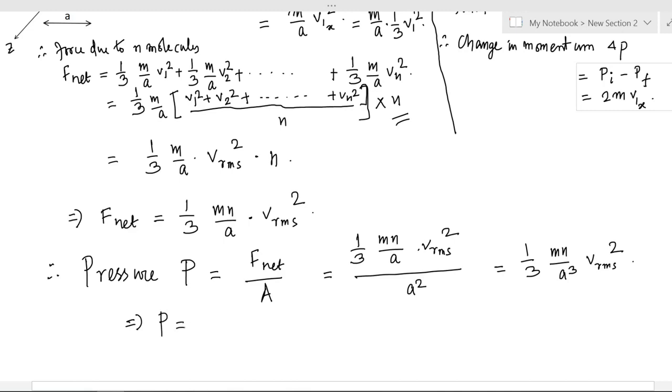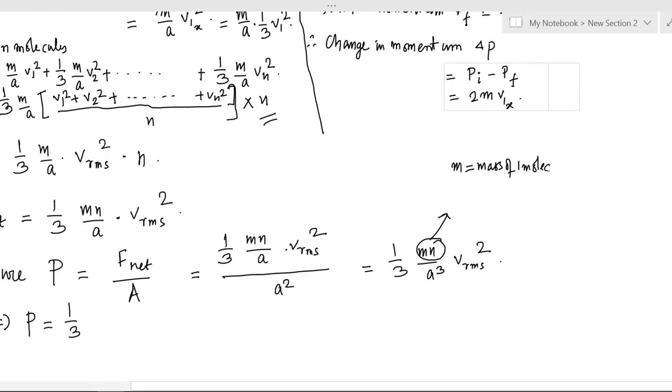So P is equal to 1/3 mn upon V. Now you tell me, what is this mn? What was m? m was actually the mass of a molecule. The mass of each molecule I had assumed as m, and n was the number of molecules, the entire number of molecules. Okay, so how much is this mn?